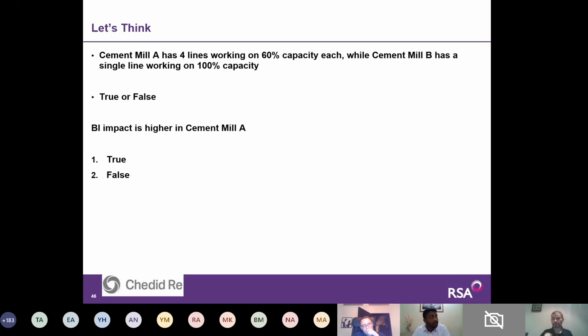I will increase the capacity of line number 1 when I repair it, which will not take more than 2, 3, 4 months. I will increase the capacity of line number 2 because it's working at 60%. I can increase this to 100%. Still, I have the capacity.